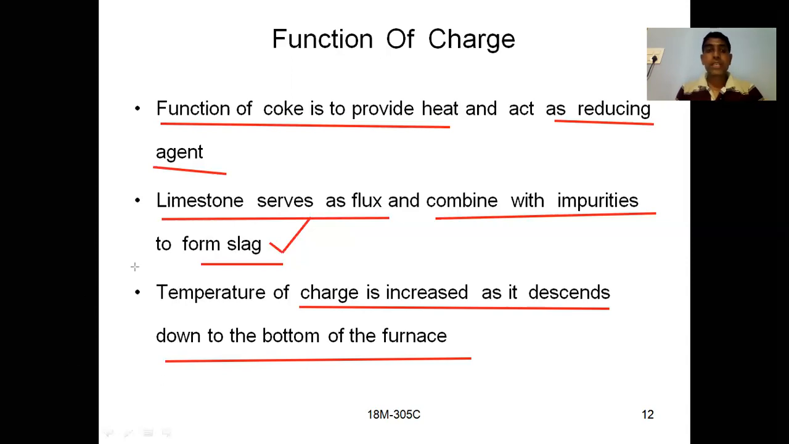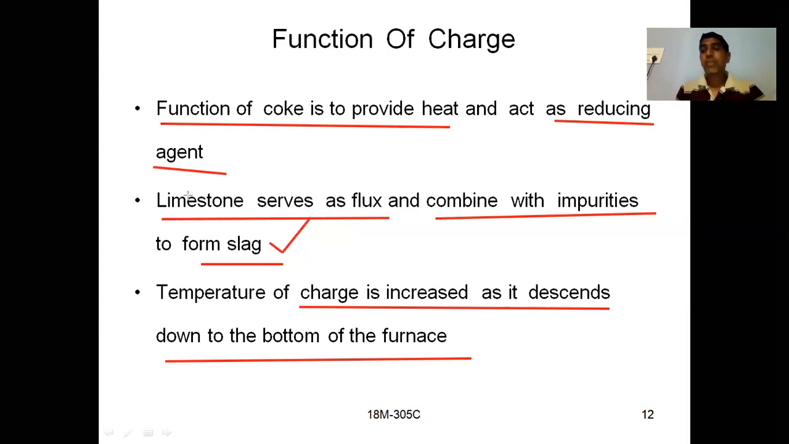I'm repeating once again, what is the main function of coke? It is used to provide heat, and it also acts as a reducing agent. So two. And what is the function of limestone? Limestone will act as flux. What will a flux do? Flux reacts or combines with the impurities and forms slag, so that slag can be removed from the slag hole. So indirectly, we are removing the impurities.